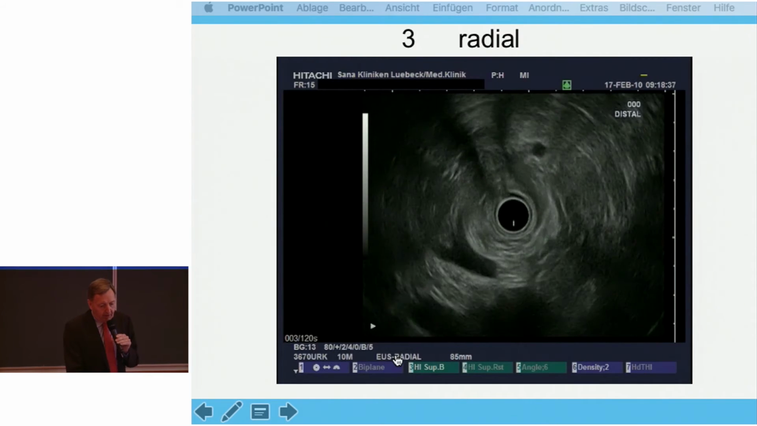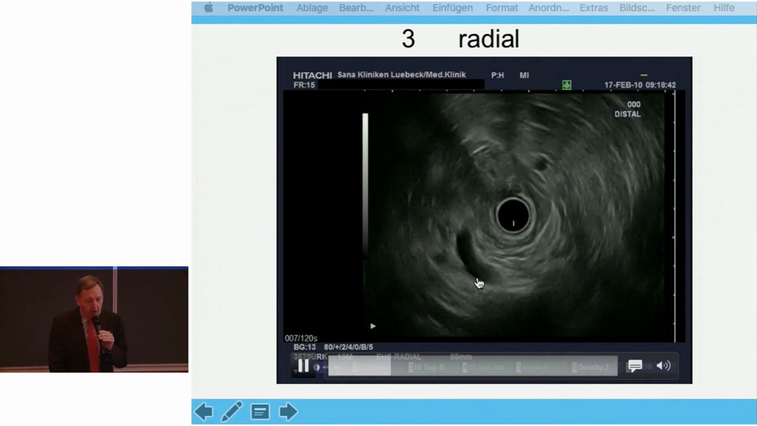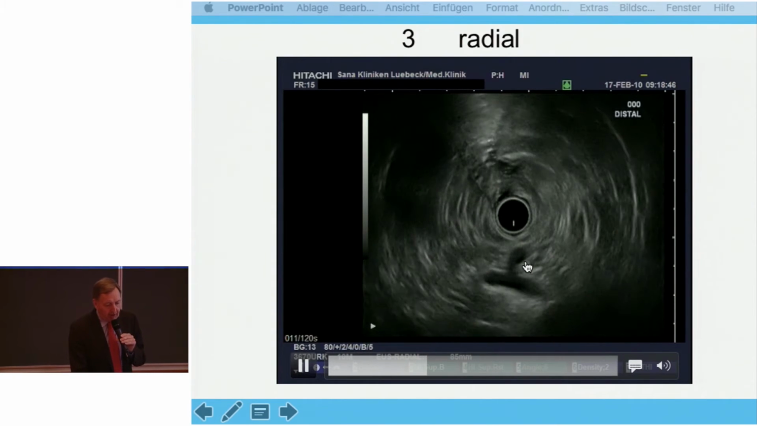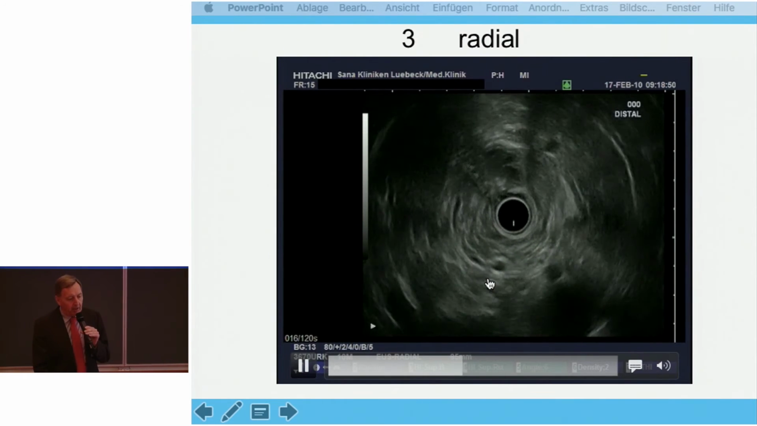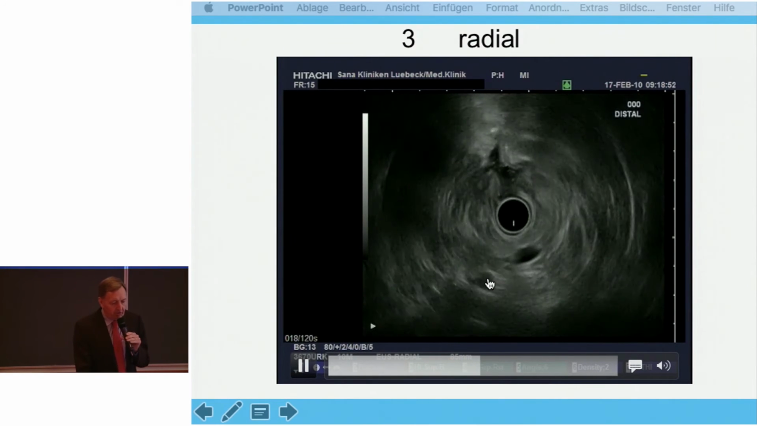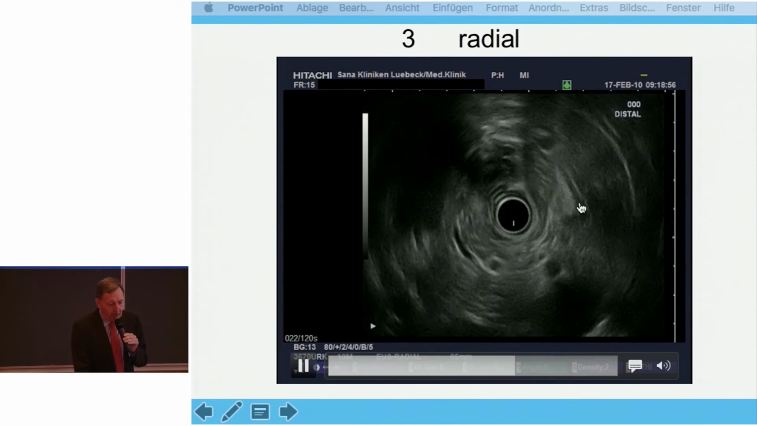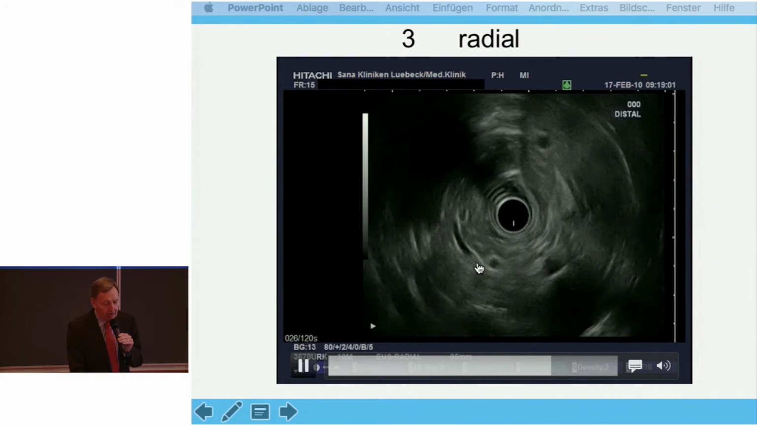So this is a video of the typical image of the celiac trunk, the bird-like celiac trunk. On the left side is the splenic artery, on the right side is the common hepatic artery. This is a very typical image for radial scanning. And you see sometimes if you retract the cross-section through the left gastric artery here.